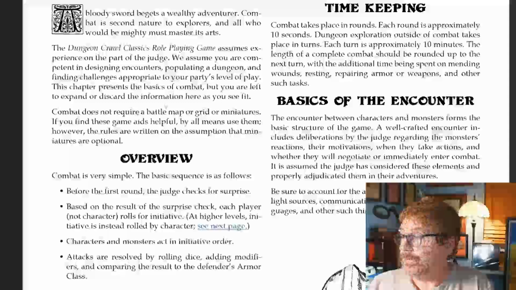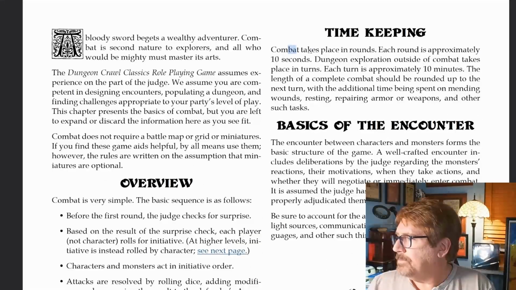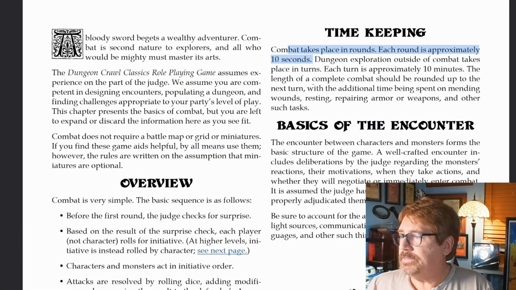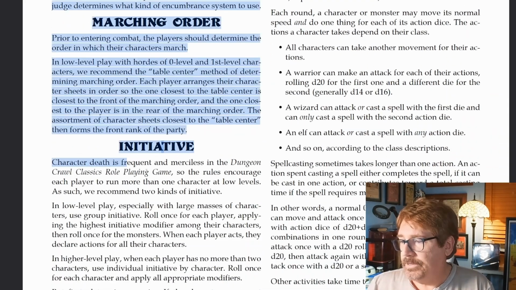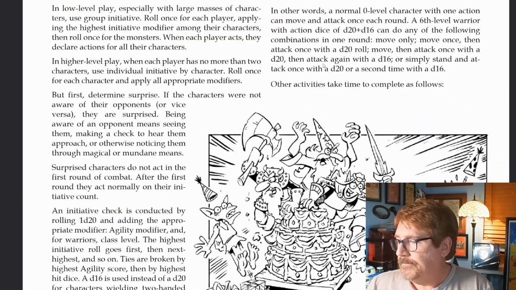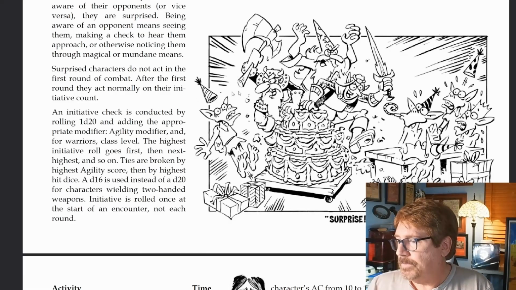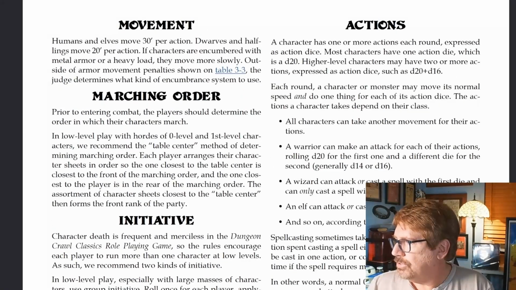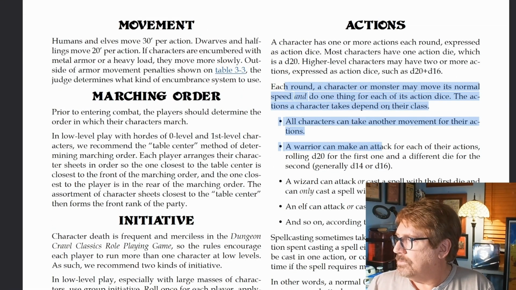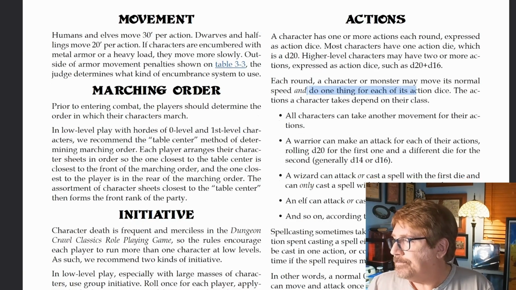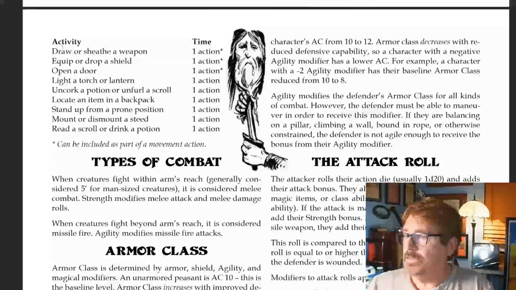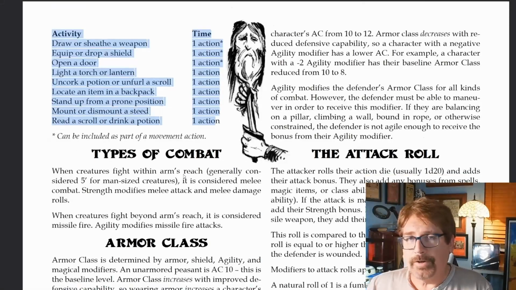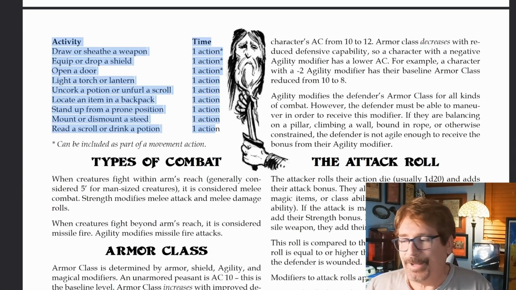Well, that looks good though. Timekeeping, rounds. Each round's 10 seconds. That's standard. 30 feet, 20 feet. Marching order, initiative. That's all basic stuff, typical of a D&D game. And then we have the actions each round. So you can move and do something. Cool. It describes how that's done. Here's a chart for your actions, which is similar to all the other games.